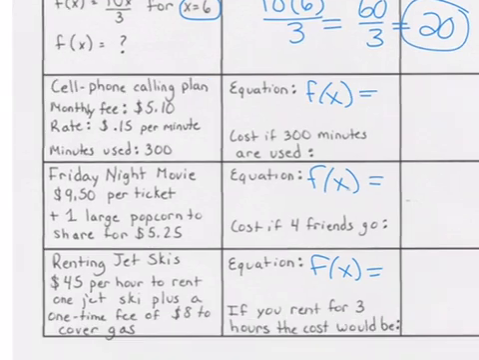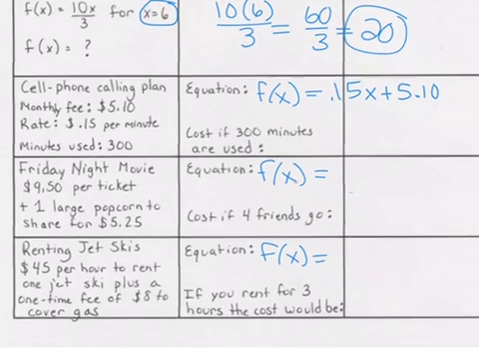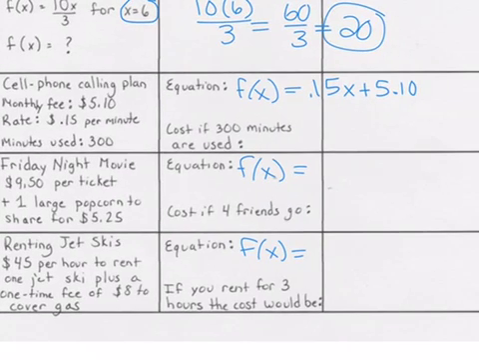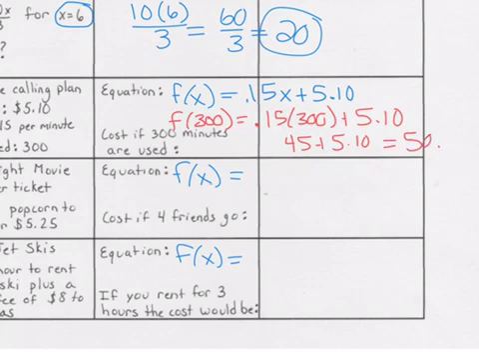For this first one, they're talking about a cell phone calling plan. The monthly fee is $5.10. The rate is 15 cents per minute. They want me to calculate the cost if I use 300 minutes. That means they want me to plug in 300 here. So I'm doing 300 times 0.15. I get 45 plus 5.10. So $50.10.